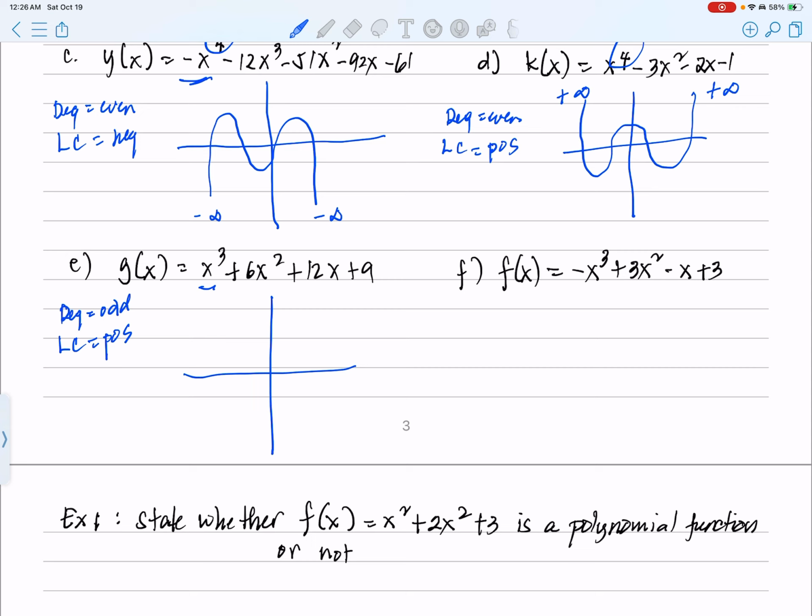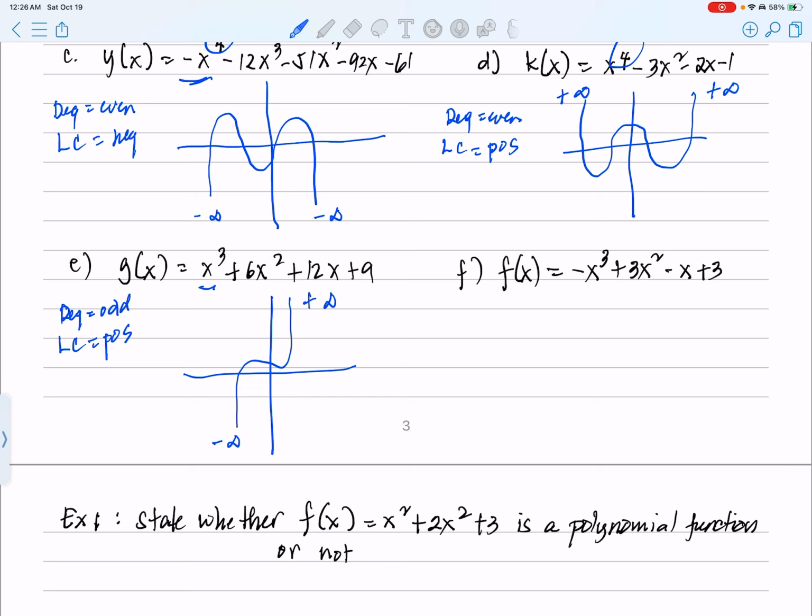So this will be, I'm going to do this. This is negative infinity and positive infinity. Falls on the left, rises to the right.